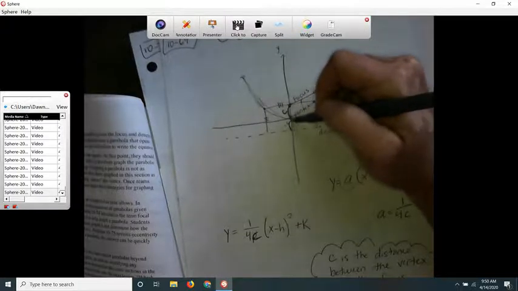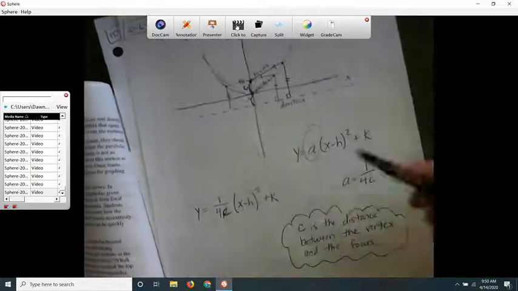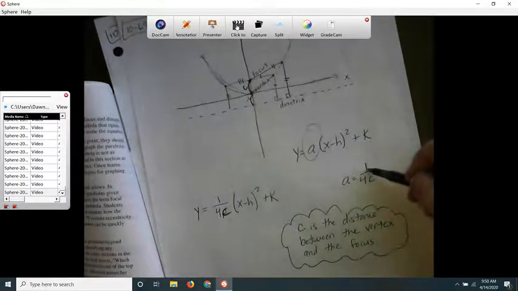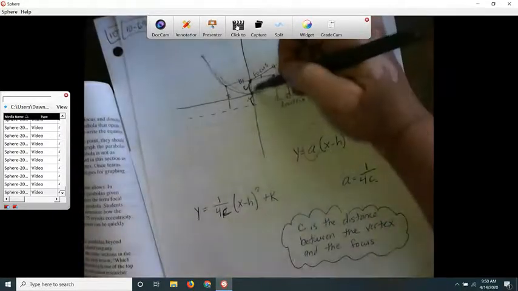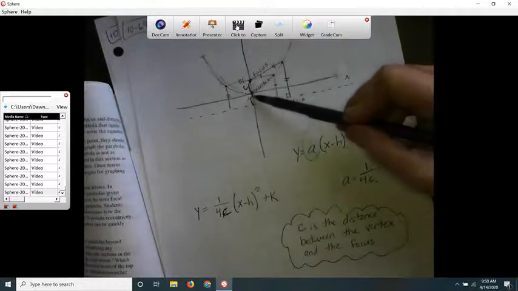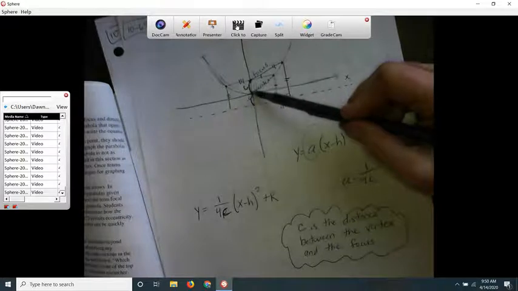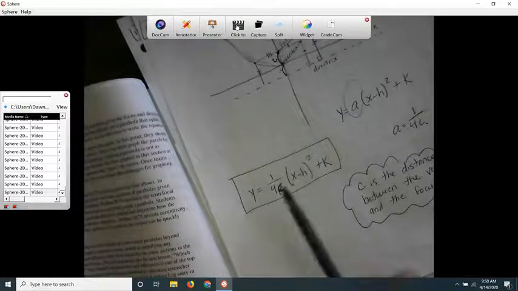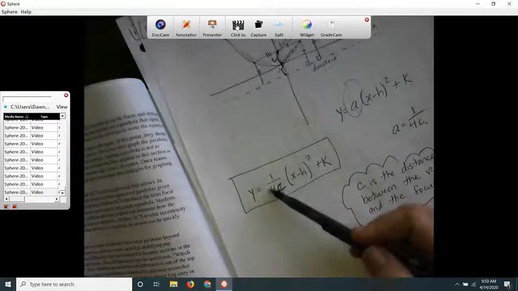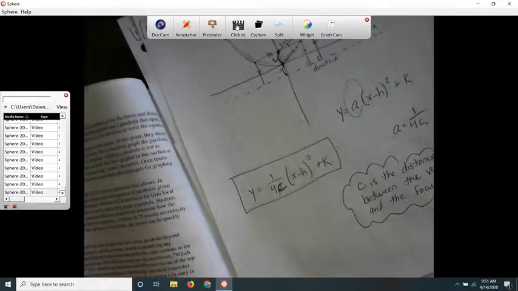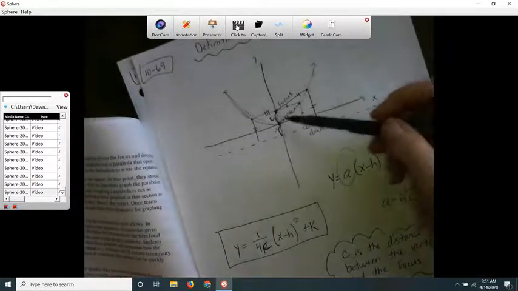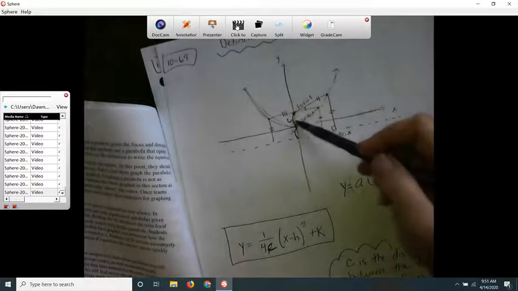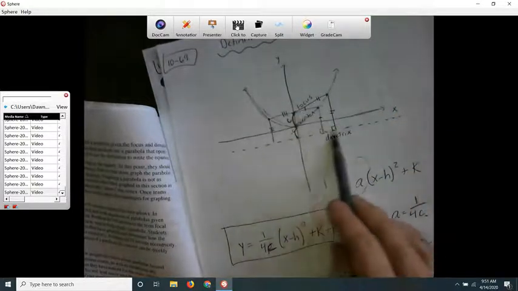Okay, so it turns out that the stretch factor is actually 1 over 4 times C, where C is the focal distance, the distance from the focus to the vertex. So now we've improved our equation of a parabola: instead of A as a stretch factor, we're saying it's 1 over 4C times (x minus h) squared plus k. So now when we graph a parabola, we have extra stuff we can put on it. Now we can write the stretch factor, we can put a focus in there, and we can put in a directrix. Now I think we'll do the next part in part 2, so this will be continued.